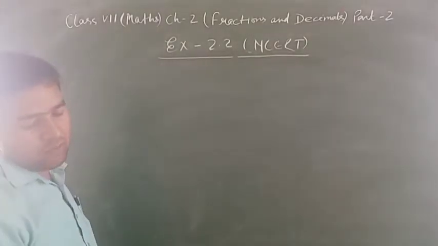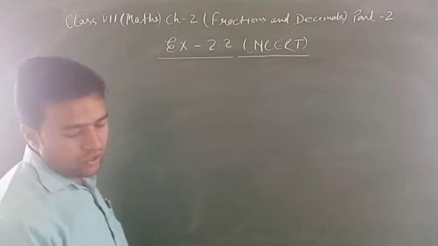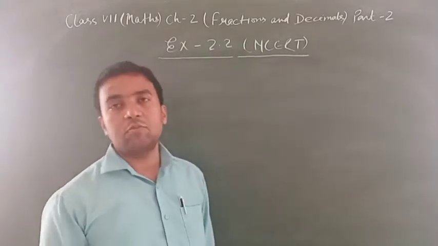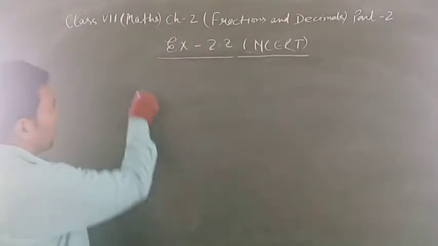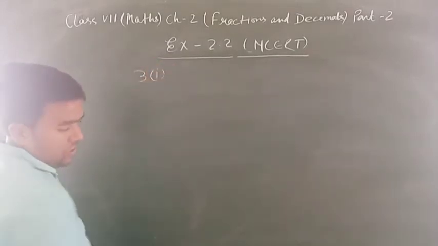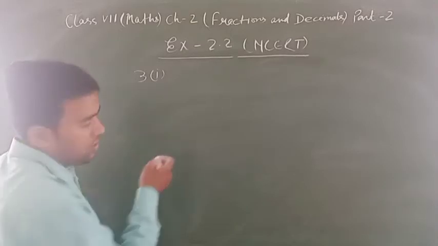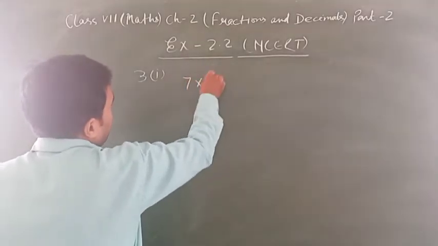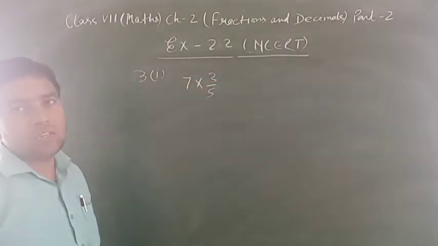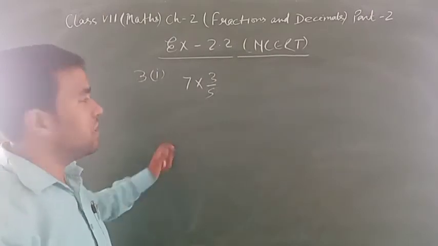Question number 3: multiply and reduce to lowest form and convert into mixed fraction. In the third one, so many questions are given. There are 10 parts. I will explain some parts. 7 into 3 by 5 is given here.